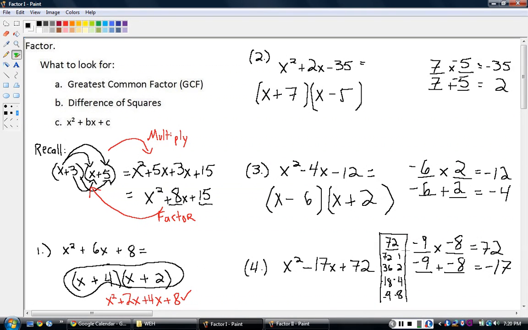Okay, so it looks like we found the two numbers. This one took a little more work. We had to look at more factors of 72 until we found it. But once I recognize that factorization, I can write my answer. Doesn't matter what order you put those in. x minus 9 times x minus 8, or x minus 8 times x minus 9. That's my answer. Okay, again, we can check that to make sure. Alright, so that's the end of this video. We're going to do a couple more examples.